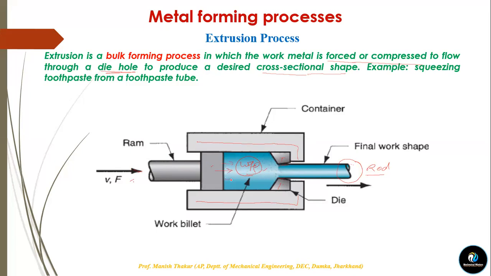Okay. By the application of pressure or ram force, the metal gets extruded through this opening, right? Is opening ke through metal kya karega? Metal will flow like this, right? And your desired shape, or desired product, can be achieved here, right? This is the process of how extrusion is happening here. This is known as the extrusion process.